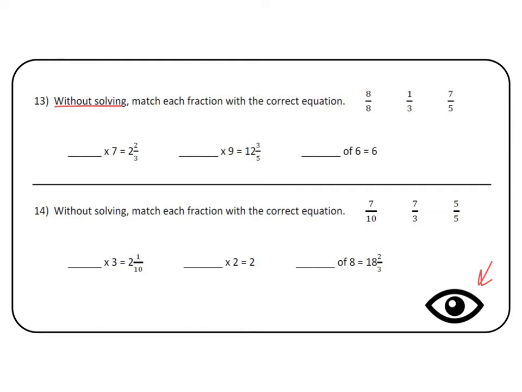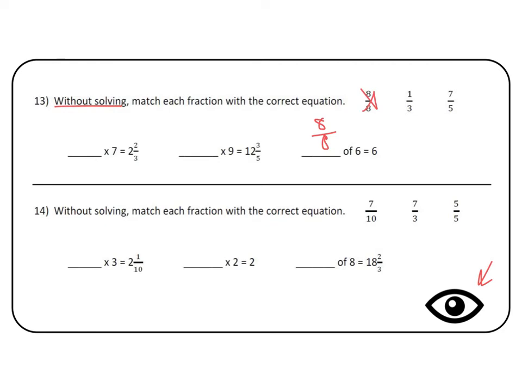So the first thing I notice is that 8 over 8 is equal to 1. So anytime I multiply by 1, remember that it's going to stay the same. So I'm going to go look for a problem that stays the same. So I have 7 and 2 2/3. That doesn't stay the same. 9 and 12 3/5. That doesn't stay the same. And 6 and 6. Perfect. So this is going to be 8 over 8.